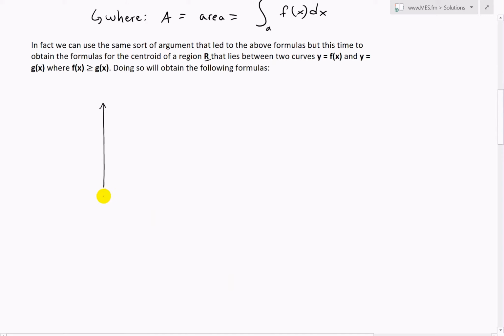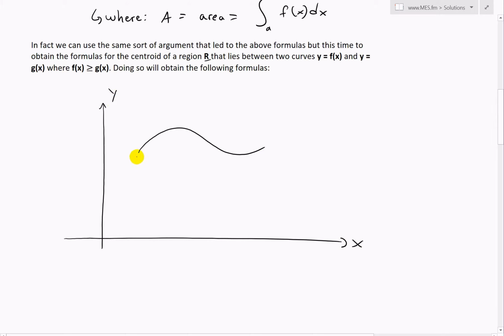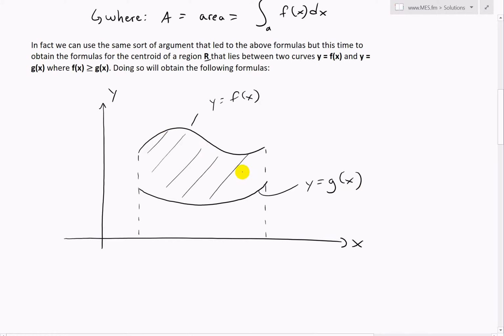The idea is, let's just graph this out. This is the x-y axis. Now we have two curves, so we'll graph it like this. This curve right here is y equals f of x, and then let's say this curve below it is y equals g of x. Now you have two curves, and the region we are evaluating is this, of trying to find the centroid.